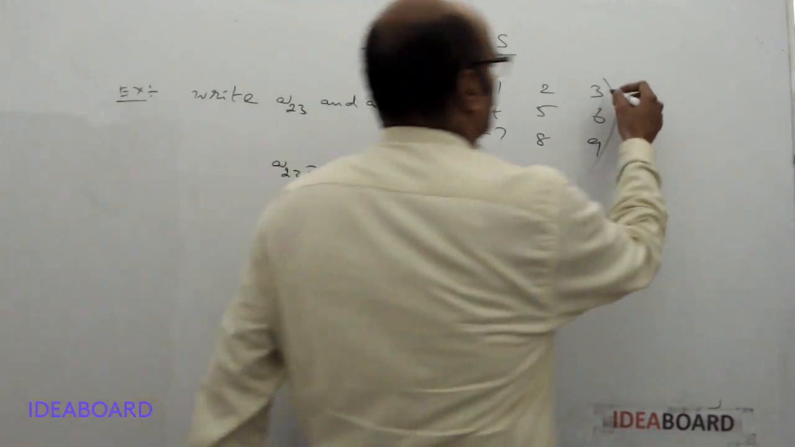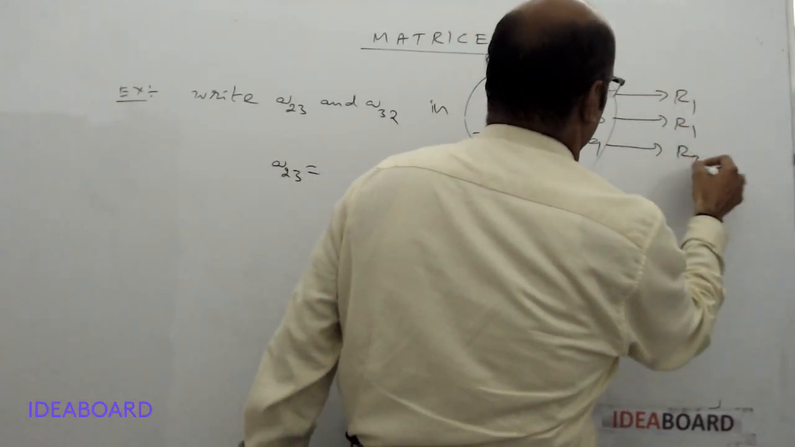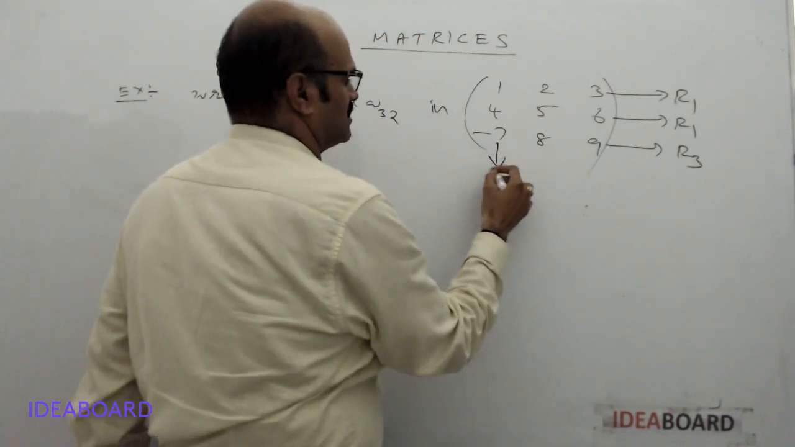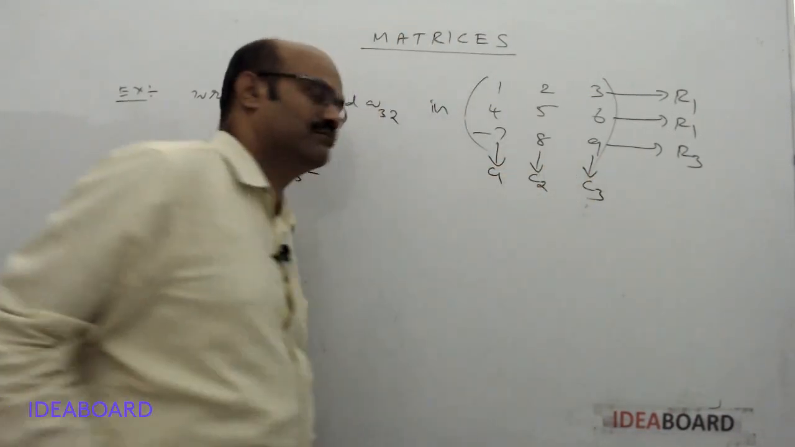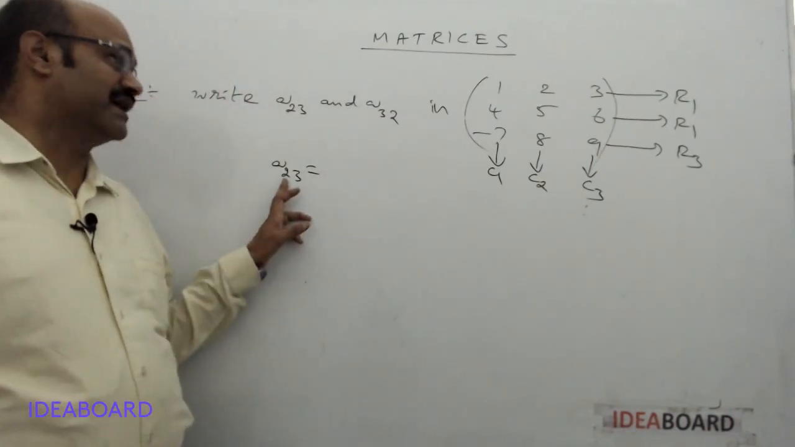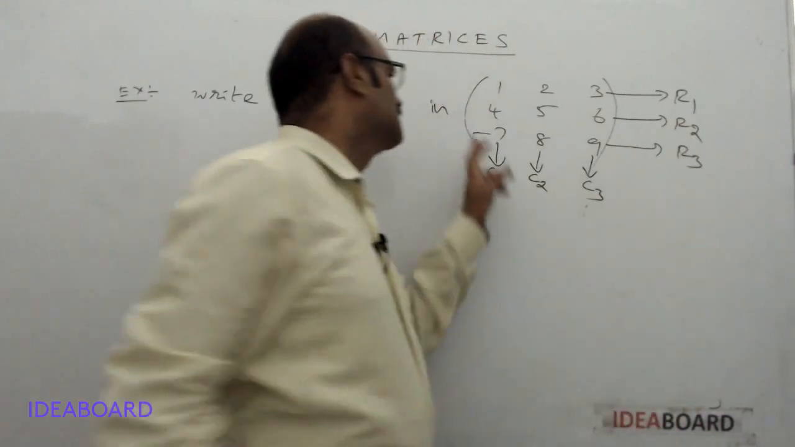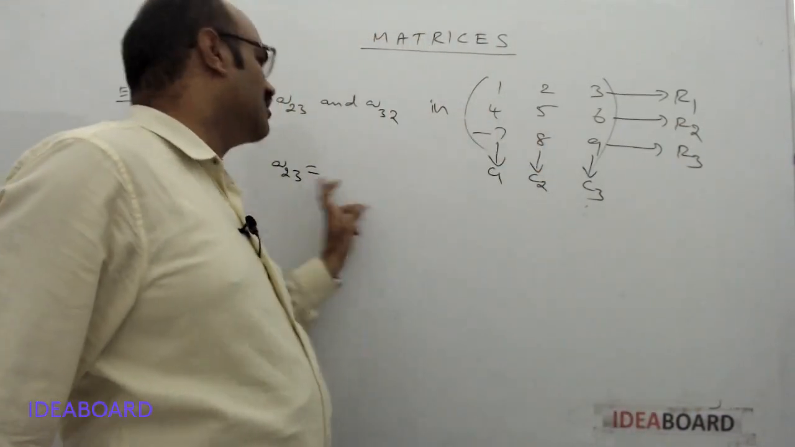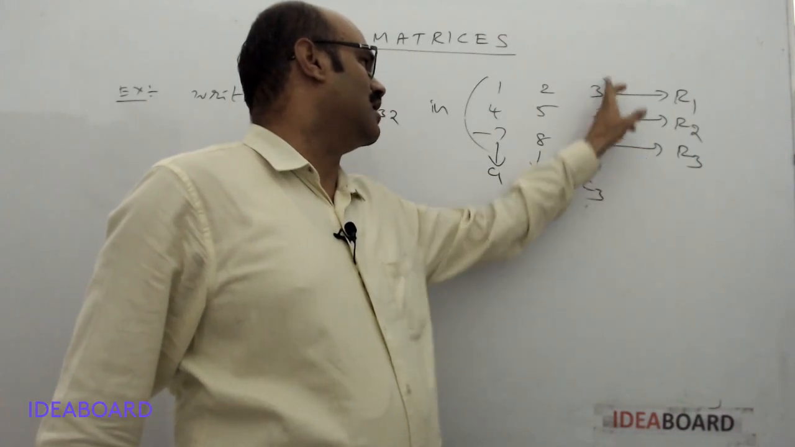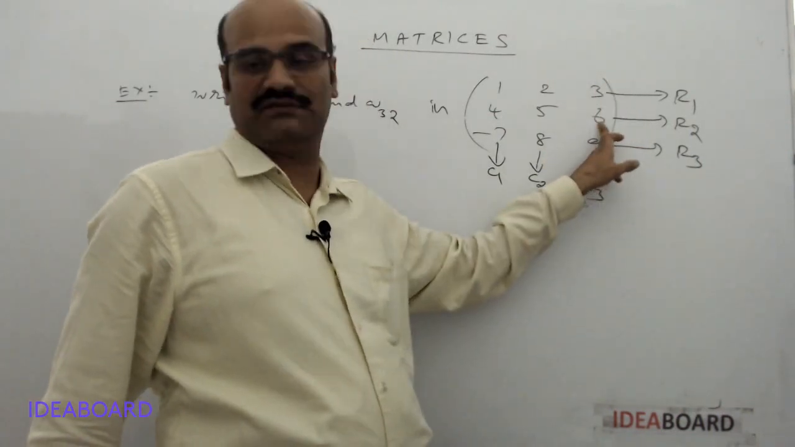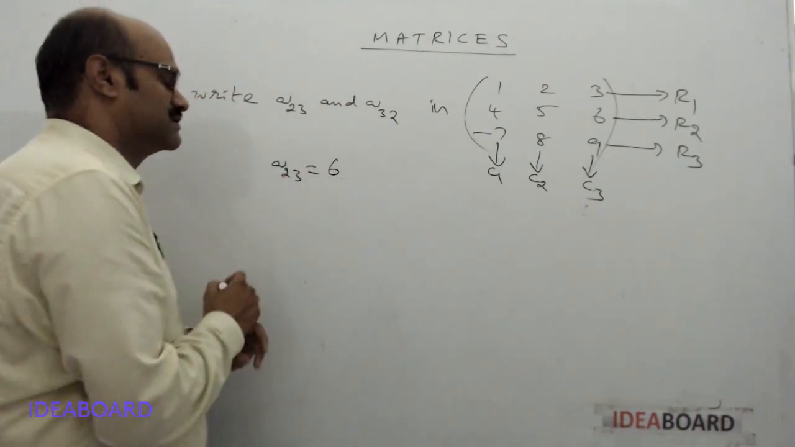Here we have, this is R1, R2, R3, third row. Next this is C1, C2, C3. Second row is, sorry, this one. Second row is this one. Third column is C3. Second row and third column, the element is this one. So A23 equal to 6.